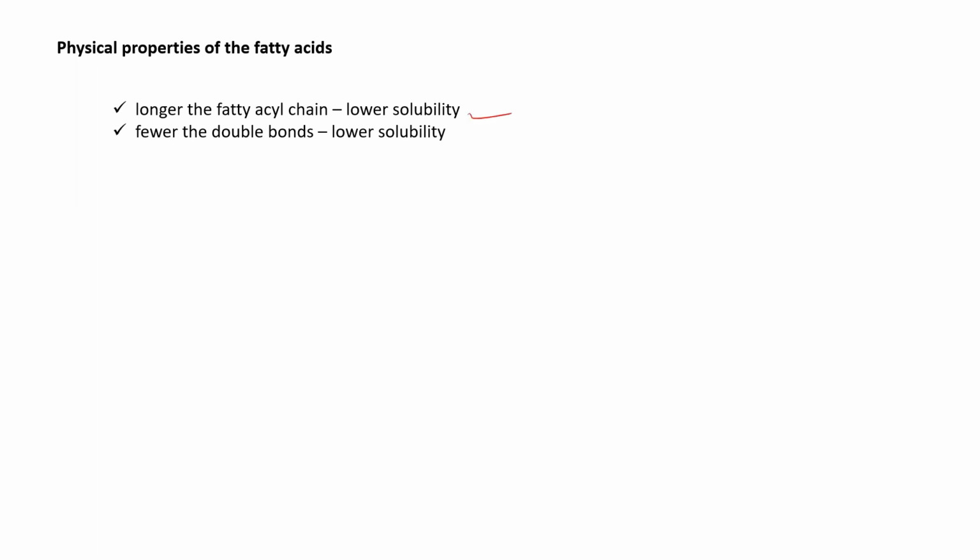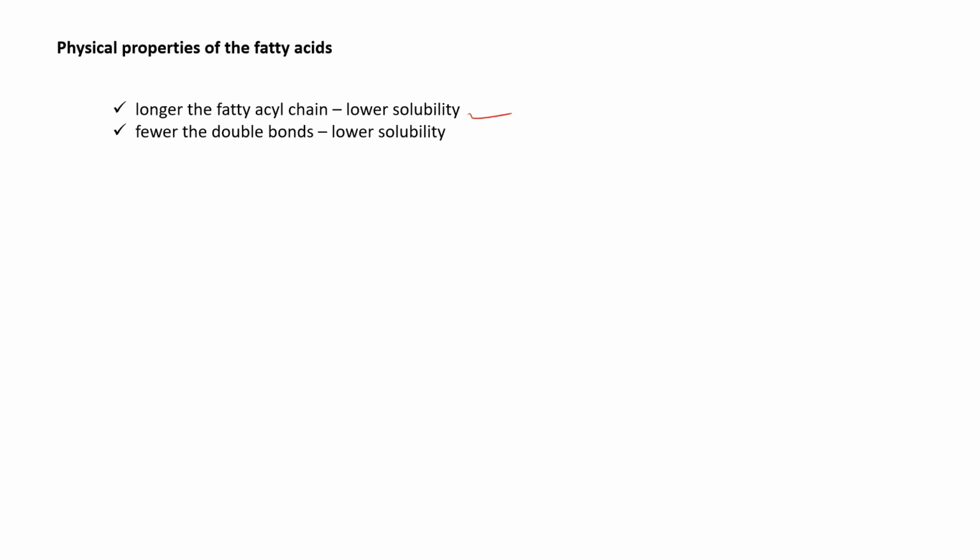Now some physical properties of the fatty acid. Longer the fatty acyl chain, lower will be the solubility. It is clear because fatty acids are insoluble in water. So longer will be the chain, lower will be the solubility. Fewer the double bonds, lower will be the solubility. Because more the double bond is, more loosely it will pack. So it will be easy to solubilize.